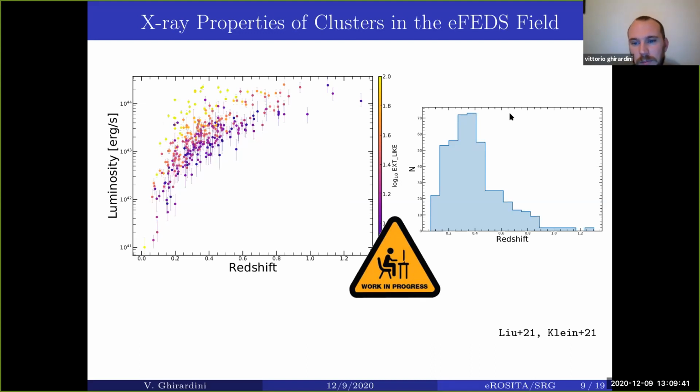You see that they peak between 0.3 and 0.4 in redshift. So the median value is about 0.3, 0.4, but they can go up to a redshift of 1.2. So we detected clusters also at very high redshift. These figures are just part of a few works that will be presented basically early next year, in two papers: one from Eng Liu regarding the X-ray part and one from Matthias Klein regarding the optical part.